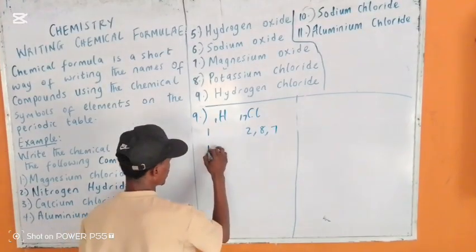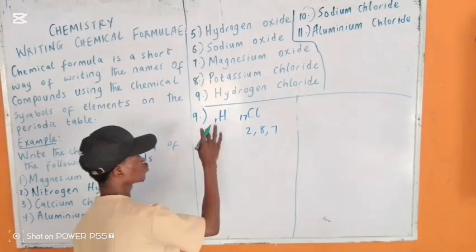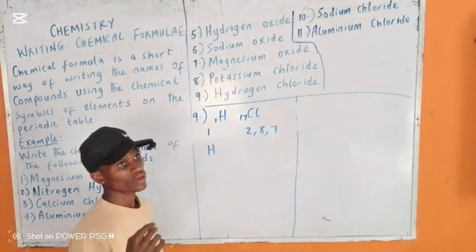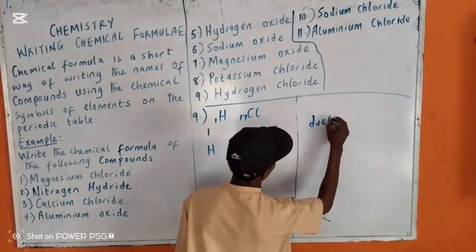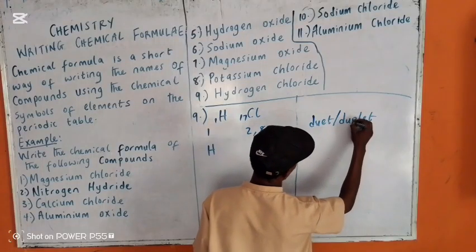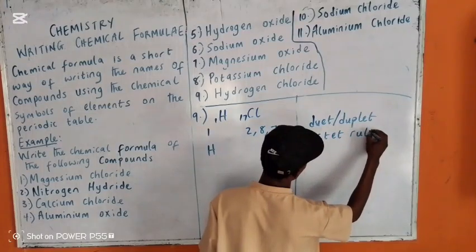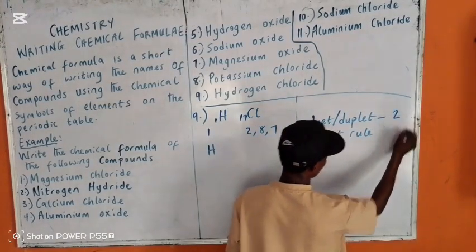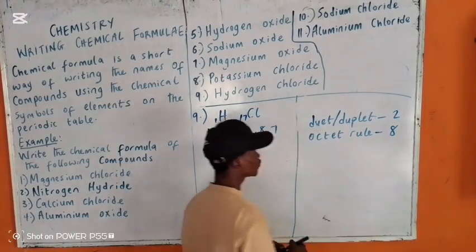So this hydrogen here needs 1 to attain the duet rule to be stable, because atoms are stable with 2 rules. The duet rule, you can call it the duplet, and the octet rule. If it's ending with 2, it is stable. If it's ending with 8, it is stable.